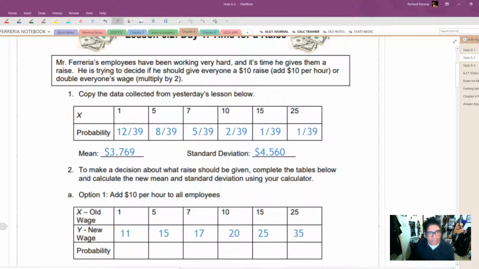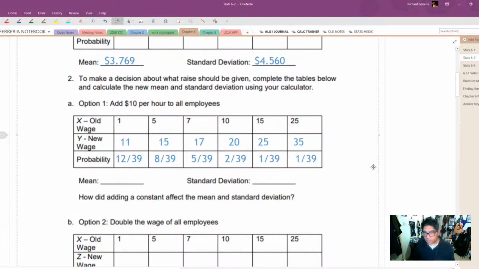Then right on down the line, $15, $17, $20, $25, etc. The probabilities aren't going to change. There's still the same probability of getting any of those wages, only now the probability of getting $11 is 12 out of 39. So here's our new probability, and now we got to calculate the mean and the standard deviation.